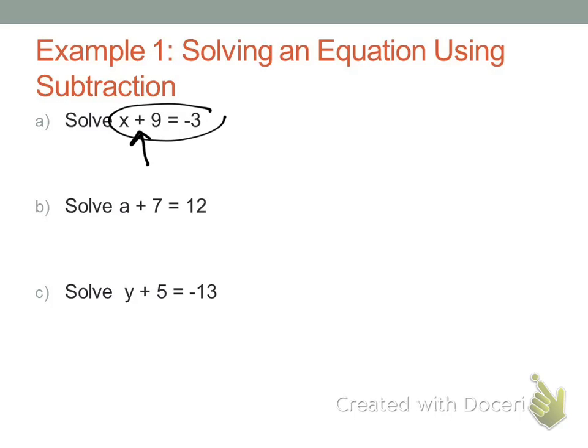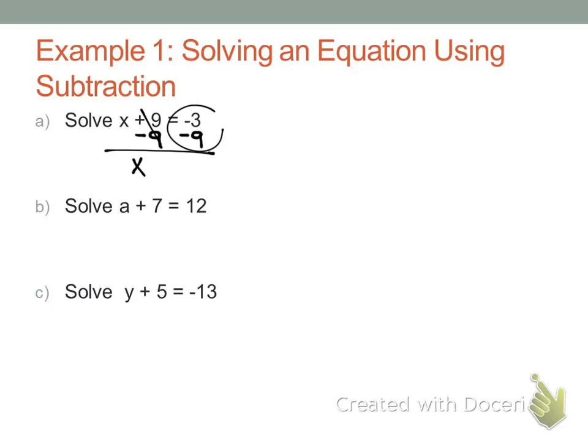Okay, so it's addition. Once you decide what operation is connected to my variable, now you must do the opposite to get the variable by itself on one side of the equation. So if it's x plus 9, you must subtract 9, and whatever you do to one side, you do the same thing to the other side. Your 9's cancel because the whole goal when solving an equation is to get the variable by itself on one side. So I subtract 9 from both sides.